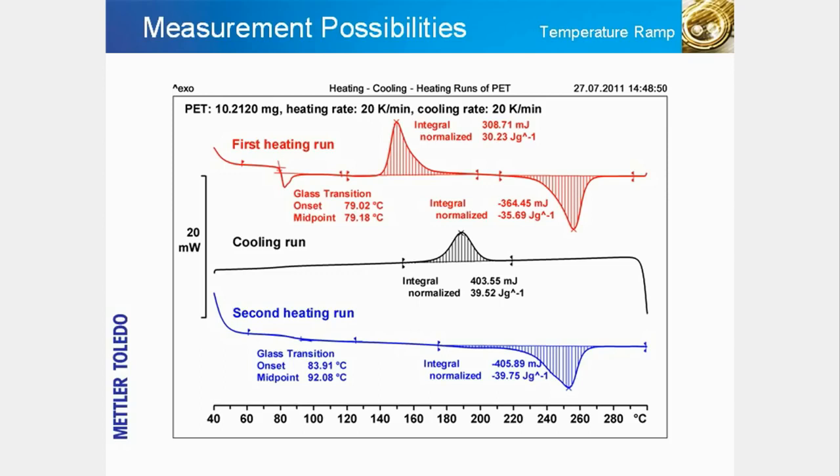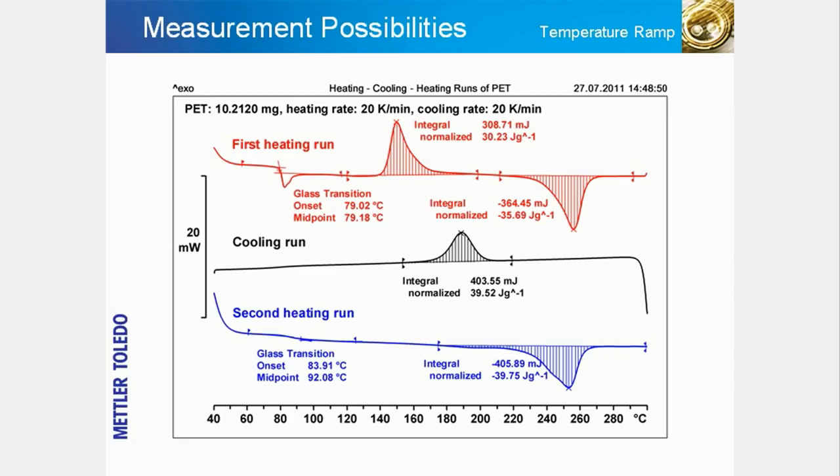The DSC curves in the slide show typical temperature scans of a sample of amorphous polyethylene terephthalate, or PET. The red curve shows the first heating run. It illustrates the typical effects observed on heating. The first event is the glass transition, which is seen as a step in the curve. This is followed by an exothermic cold crystallization peak and an endothermic melting peak.